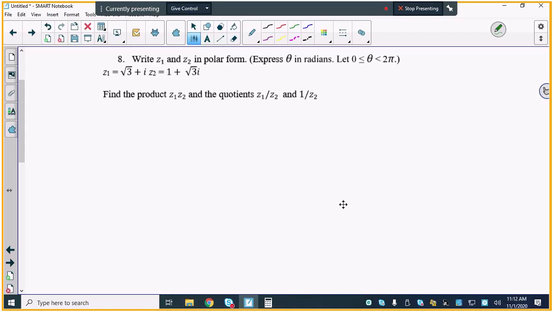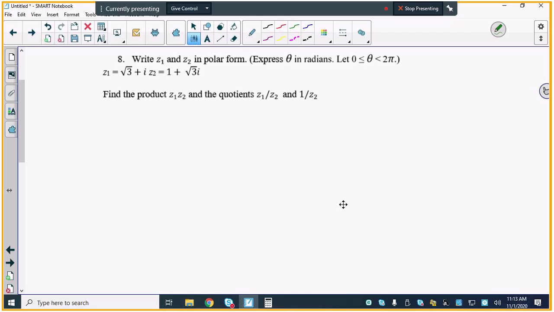For the rest of this lecture note, we are going to talk about algebra, especially multiplying, dividing, adding, and subtracting complex numbers. The first one is we have two complex numbers, z1 equal to square root of 3 plus i and z2 equal to 1 plus square root of 3i, and we are going to represent these complex numbers in polar form and perform the product, the division of the first complex number by the second one, and find 1 over the second complex number.